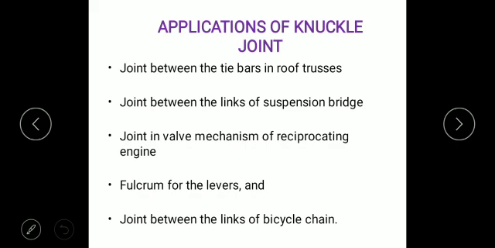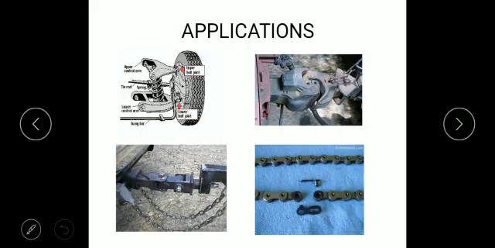Different applications of the knuckle joint. The knuckle joint is found between the tie bars in roof trusses, joints between the links of a suspension bridge, joints in the valve mechanism of a reciprocating engine, fulcrums for levers, and joints between the links of a bicycle chain. These are the common applications of the knuckle joint. Now we'll see some photographs of the application of the knuckle joint, so that it is very clear to you how it is used in day-to-day life.